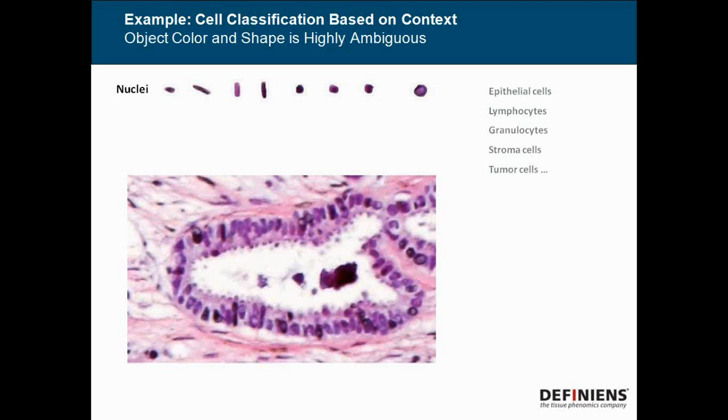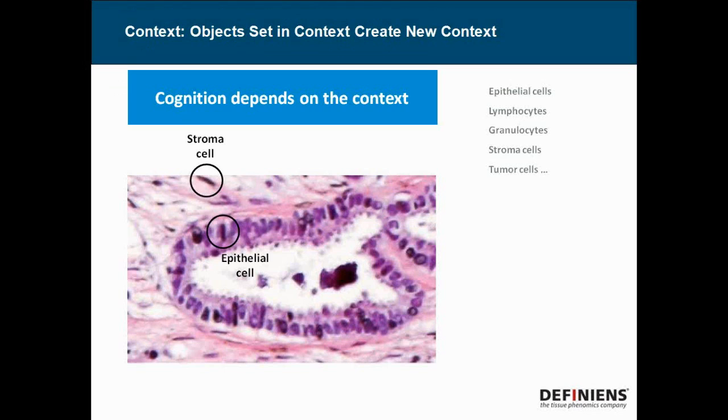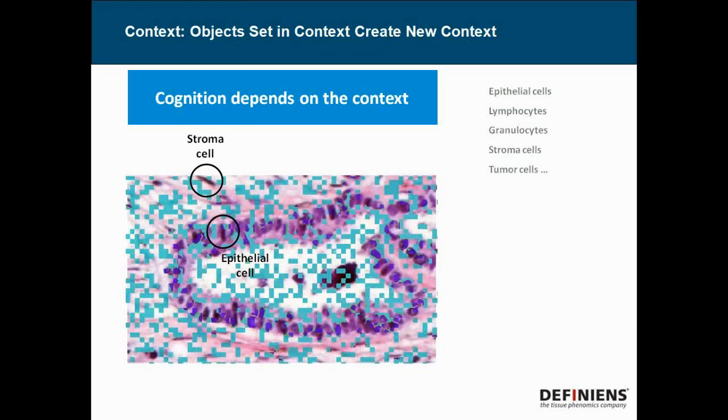And the reason we can do this is because we're not looking at these objects in isolation, but rather cognition depends on the context of where, in this example, the nuclei exist. And this is the same way the human brain works, and it is the way that the cognition network technology works. The first aspects of image analysis are 2 processes. One is to segment, and the second is to classify.